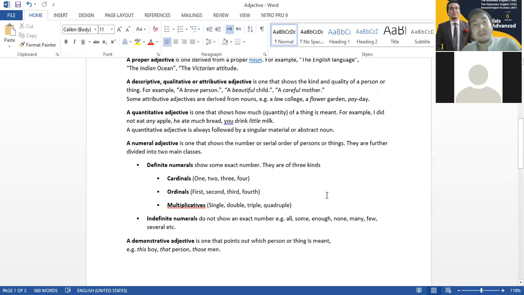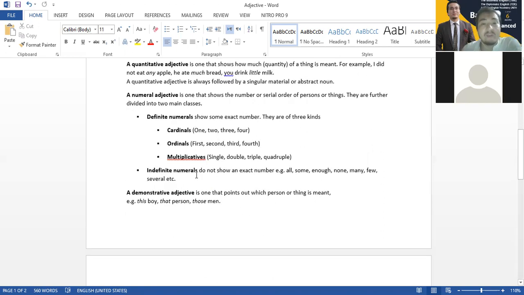Then the next one, we are having indefinite numerals. Now what are indefinite numerals? In which the number is not clear. For example, some, all, enough, none, many, few, several. These are indefinite numerals, and they come in numeral adjectives, okay? These things come in numeral adjectives.